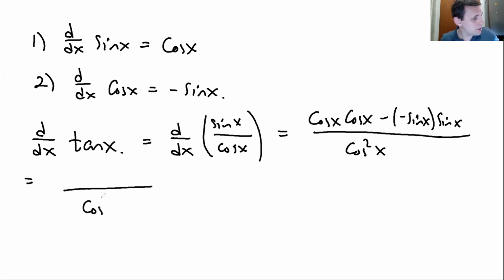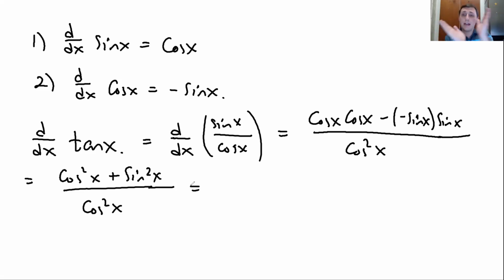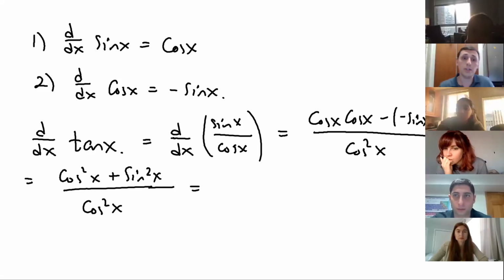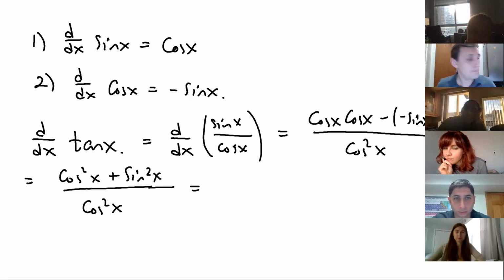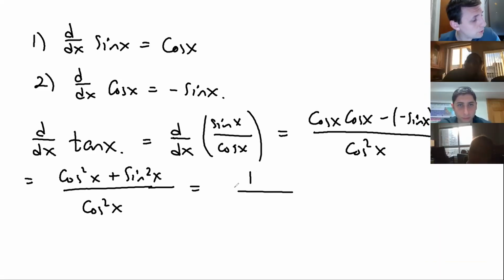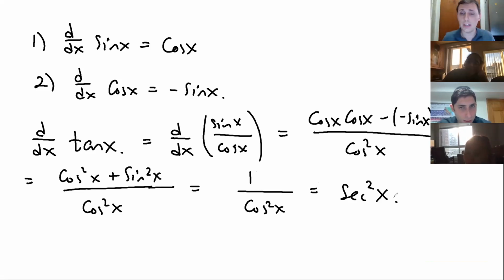And what do we get? We get cosine squared x plus sine squared x. Now, cosine squared plus sine squared, that's Pythagorean theorem, guys. The vertical leg of the right triangle squared plus the horizontal leg squared, and they add up to 1. So we get 1 over cosine squared, which is the same as secant squared x. That's the fashionable way of writing it.